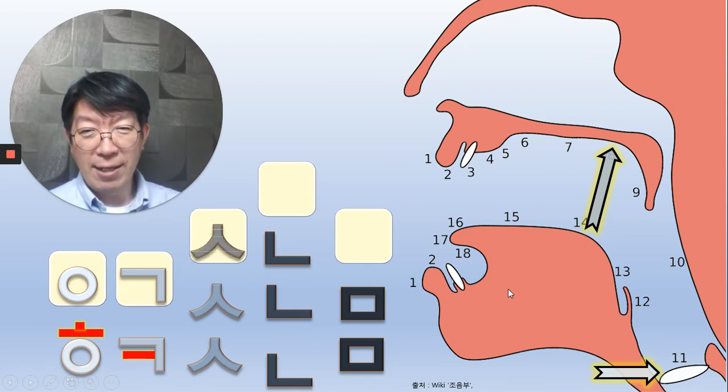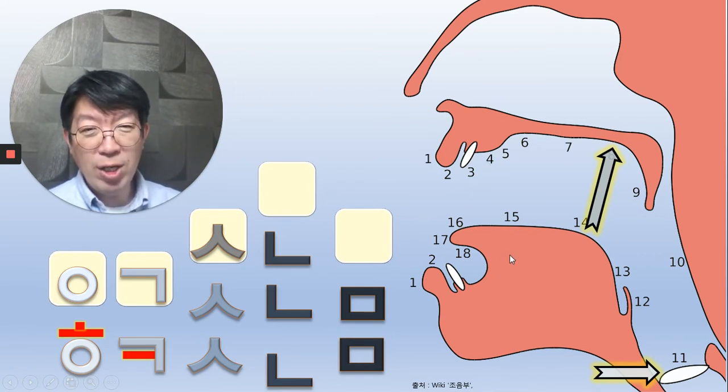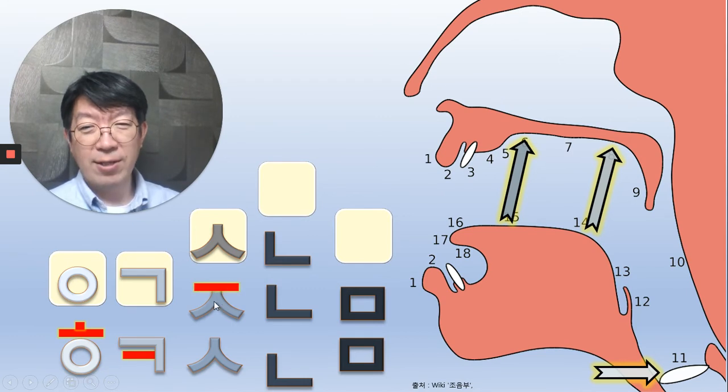And this one is S. For S, we use this part, number 16 and 4. But when we pronounce ja, another one, we use 15 and 5 or 6. So when you put one more stroke, this is ja. S is here, okay, ja. And two more strokes, cha.